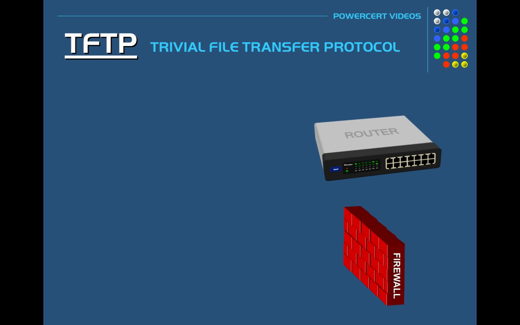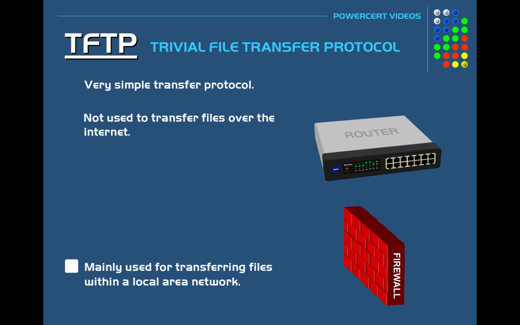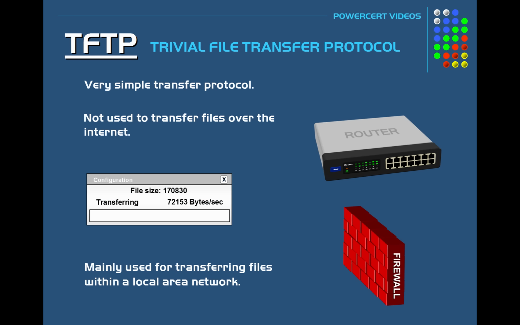And finally, there's TFTP. TFTP stands for Trivial File Transfer Protocol. Now, this is a very simple file transfer protocol. It is not used to transfer files over the internet like FTP and Secure FTP do. It's mainly used for transferring files within a local area network. For example, it's often used to transfer configuration files and firmware images to network devices, such as firewalls and routers. So TFTP is something that most people will never use.